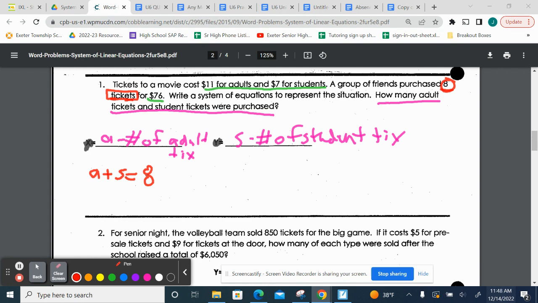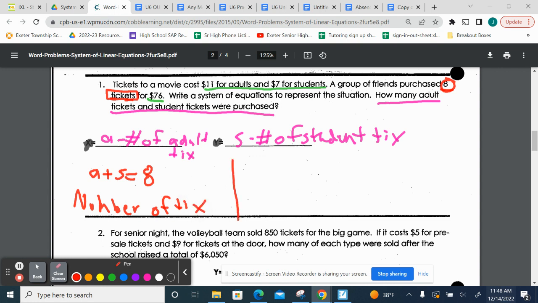8. Okay. And then for the amount of money, so we had created one equation for number of tickets, right? And I'm going to have trouble writing this here, but number of tickets. That was bad.